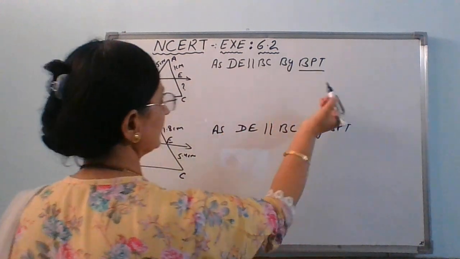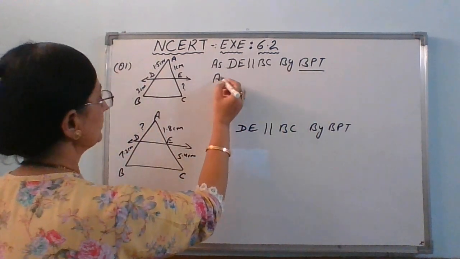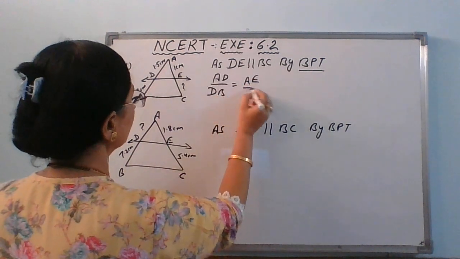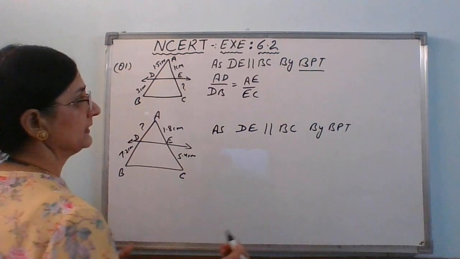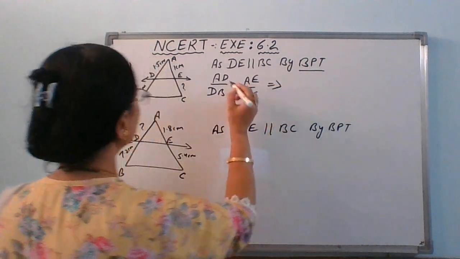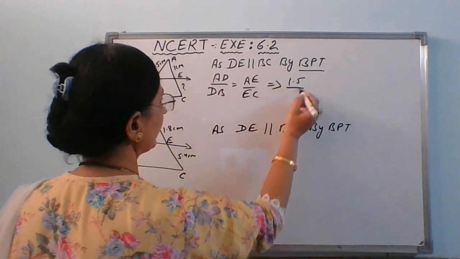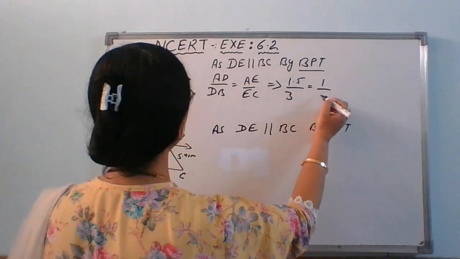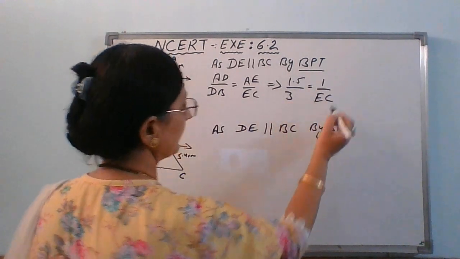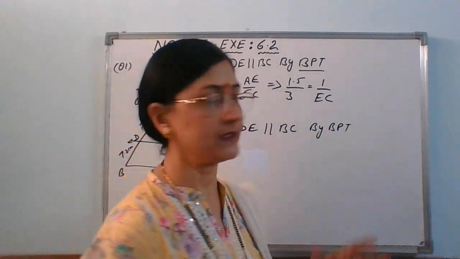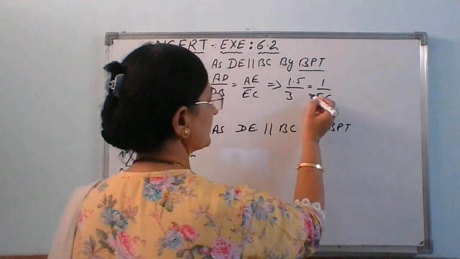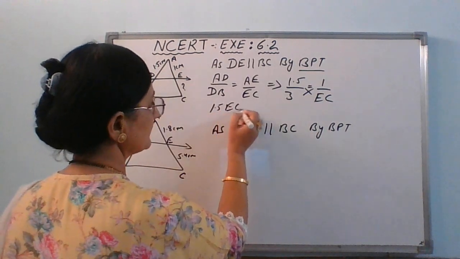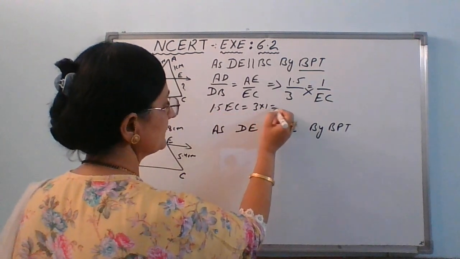By the BPT theorem, the sides will be in ratio: AD upon DB equals AE upon EC. If we substitute the values, AD is 1.5, DB is 3, AE is 1, and EC we are supposed to find. Now we can cross multiply, so we get 1.5 EC is equal to 3 into 1, that is 3.